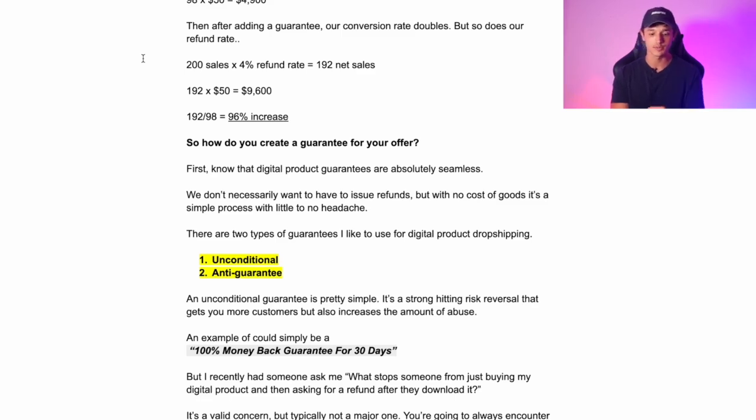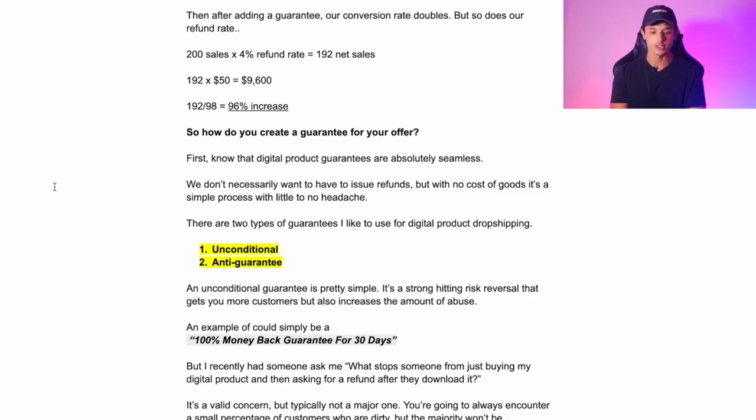And the main 2 types of guarantees that I like to use for digital product dropshipping are 1, unconditional, and 2, an anti-guarantee. And an unconditional guarantee is pretty simple.